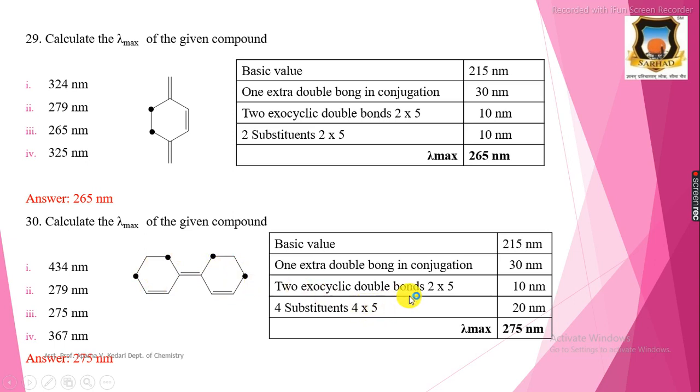Therefore, 4 multiplied by 5, 20 nanometer. Therefore, the total value becomes 274.75. Therefore, lambda max, that is maximum absorption, is 275 nanometer, which is the correct answer.